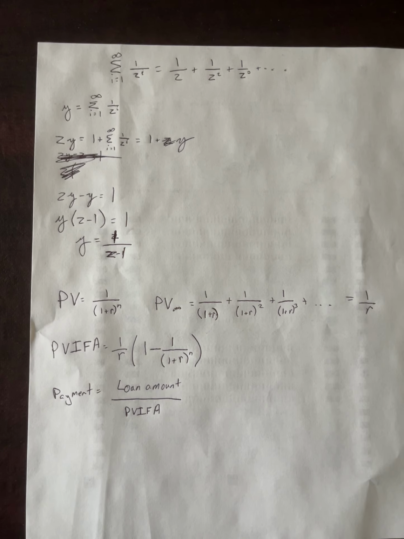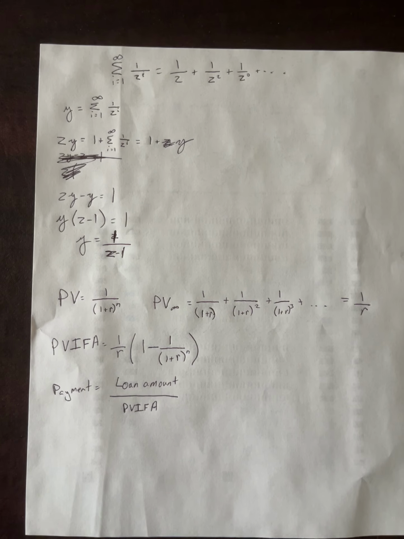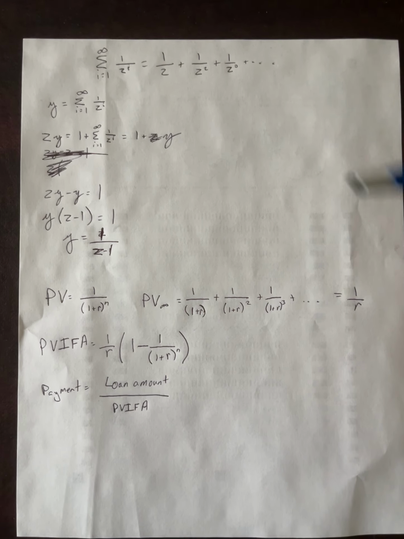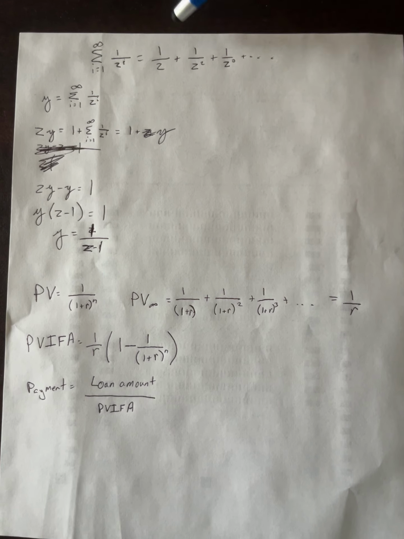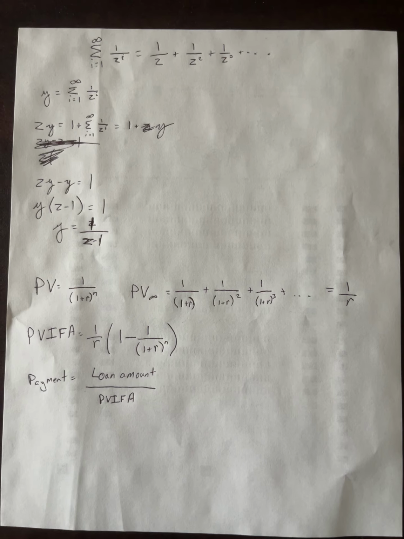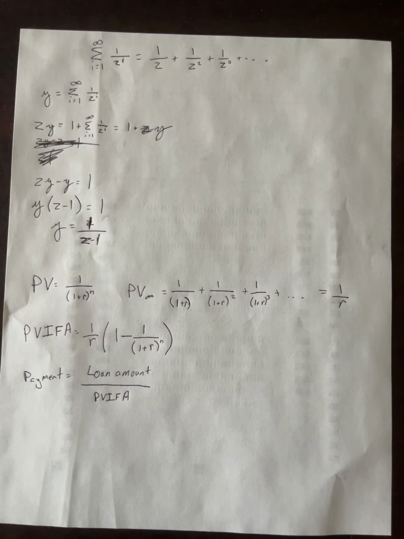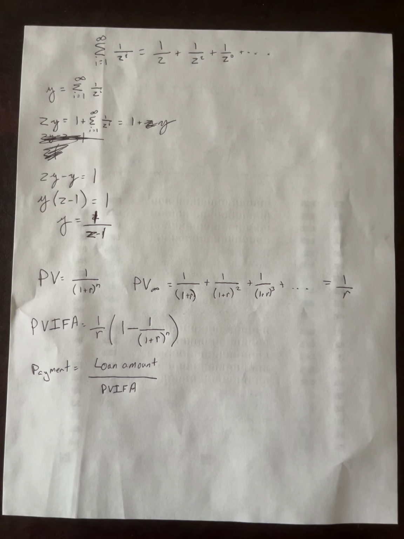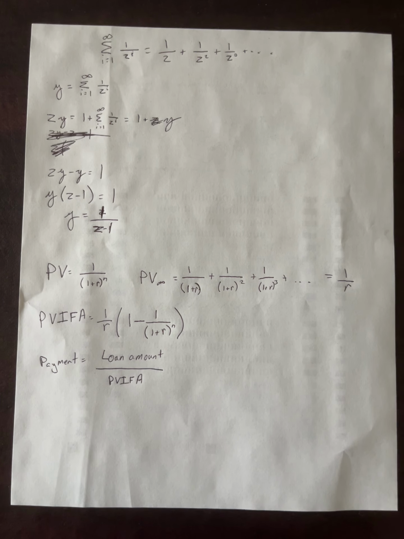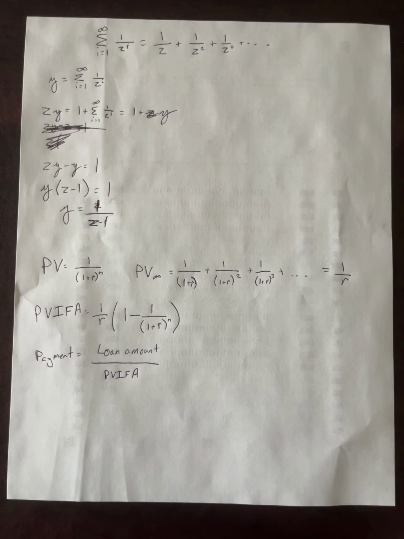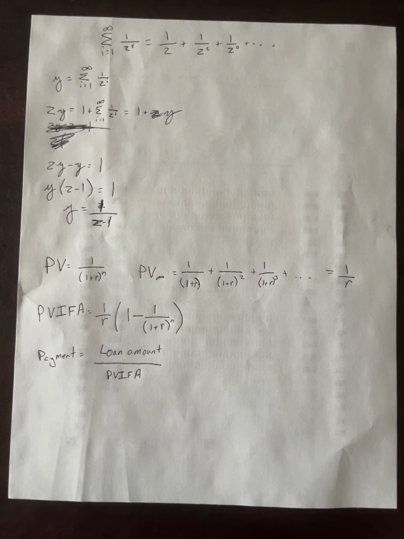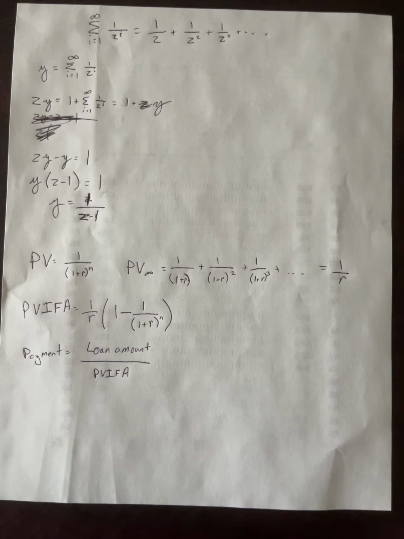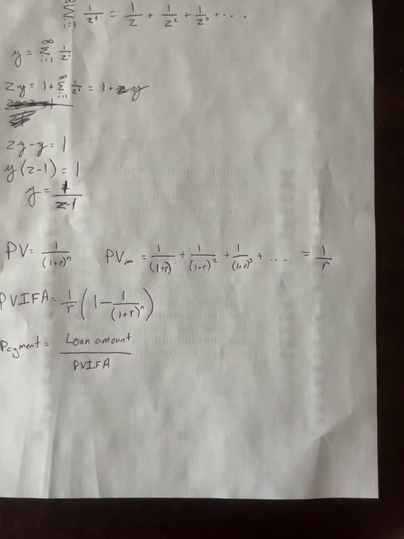Now if we set that equal to y, we can multiply through by z. And as you can see here, each of the terms goes to the previous term in the infinite sum, except for the first term, which becomes 1. So z times y equals 1 plus y. You can bring all the y's onto one side, factor out y, and that gives y times z minus 1 equals 1. So y equals 1 over z minus 1.